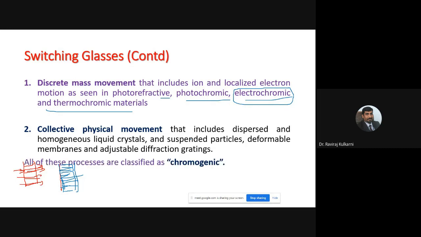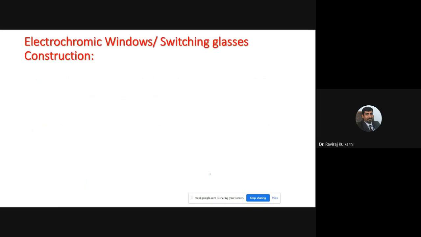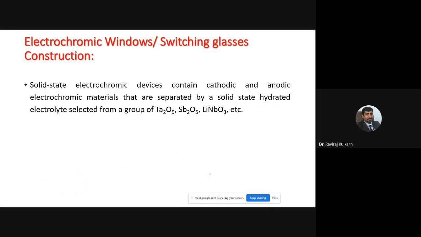All these processes are classified as chromogenic, so they generate color. Electrochromic windows or switching glasses: how are they constructed?